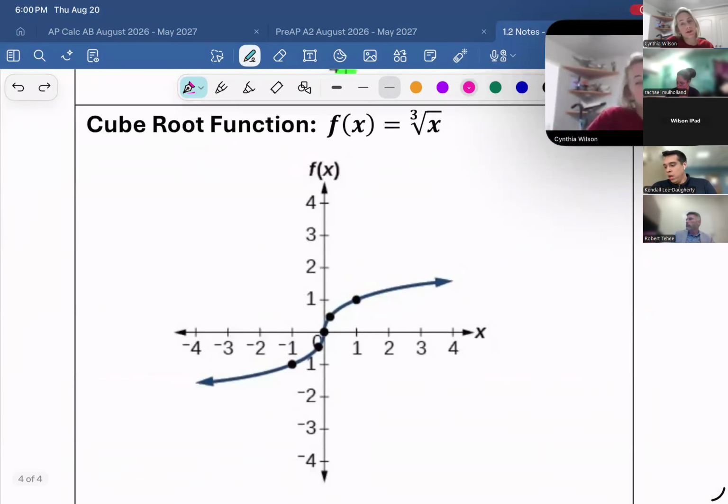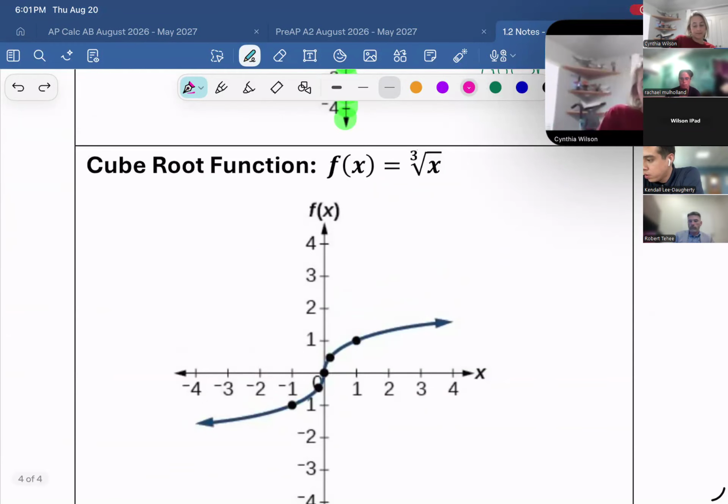And your last one is the cube root function. This one's recognizable because it looks like a flat S. We did this a minute ago with the one-to-one and the function. And its equation looks like the square root, but it has a little 3 instead.